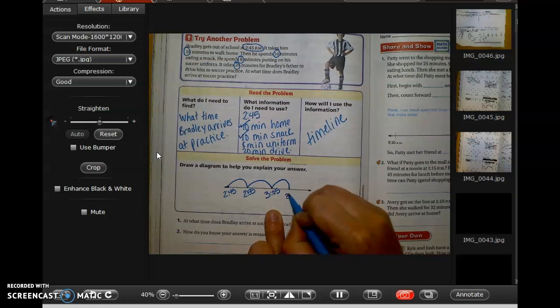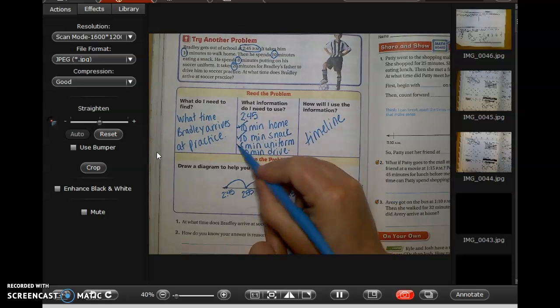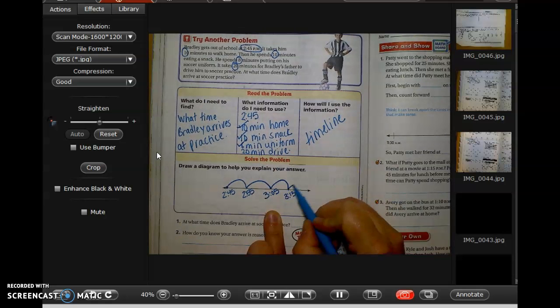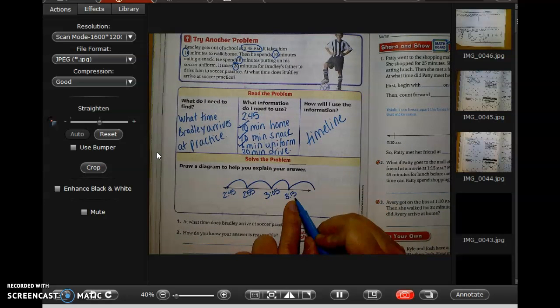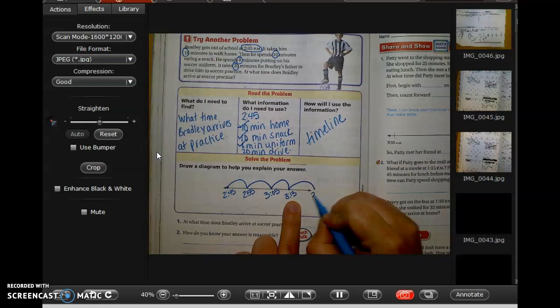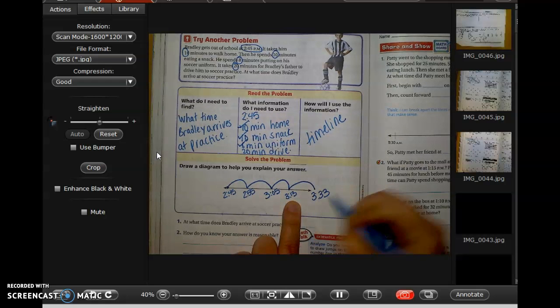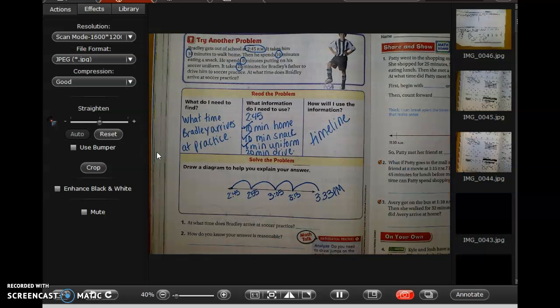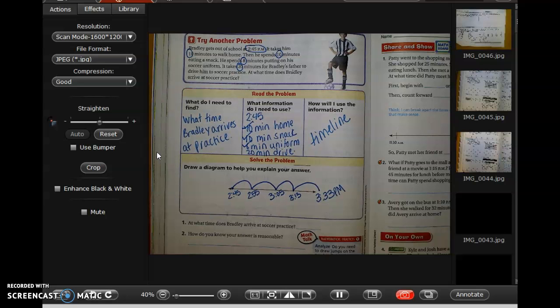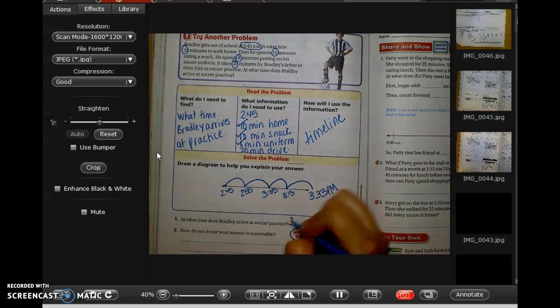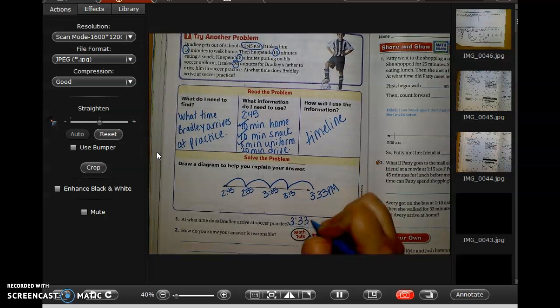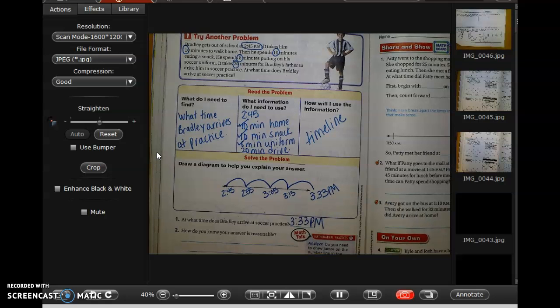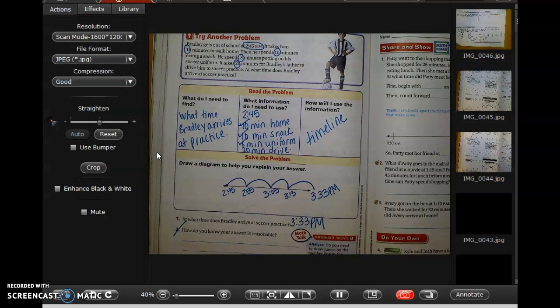So 3:13, then the 20-minute drive. 13 and 20 more, that'd be 3:33. We are still in the PM because we did not pass any midnights or noons. So at what time does Bradley arrive to soccer practice? 3:33 p.m. We're not going to worry about that one.